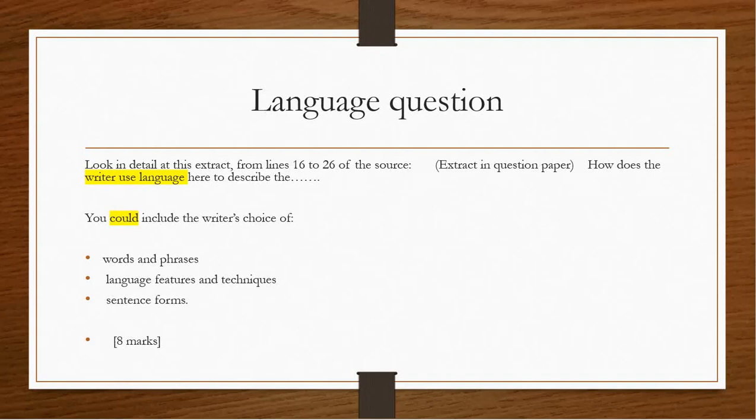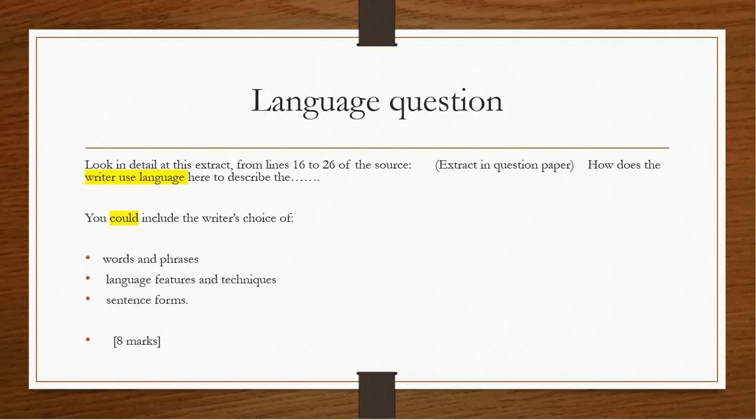So this one, language, this is the AQA one. It asks, look in detail at this extract. It gives you an extract and it gives you some lines, so lines 16 to 26. How does the writer use language here to describe the, and it will ask you to describe something, recently to describe Rosabelle's journey home, to describe the T-Rex, a variety of things, but the questions are always the same.